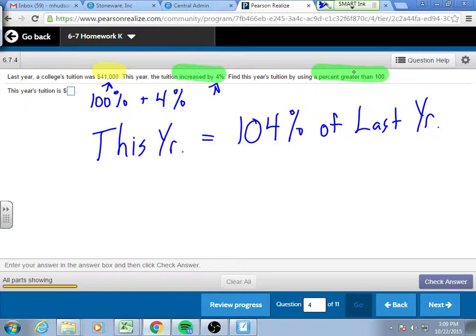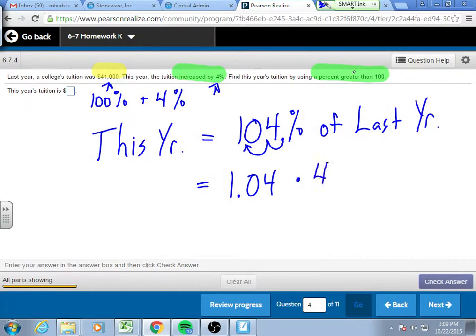Doesn't make sense though. It went up. It's going to be over 100% of what it was. So we get 104%. Now we can plug in, well, this as a decimal, I shift my decimal 2 places. I get 1.04, and "of" tells me to multiply.